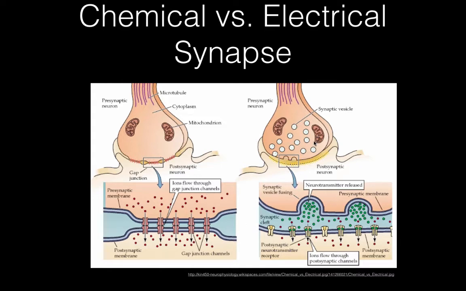In a chemical synapse, there is a space between the two plasma membranes of the two distinct cells. This space is known as the synaptic cleft. In the presynaptic cell, neurotransmitters that are traveling in synaptic vesicles are released, traverse the synaptic cleft, and then bind onto postsynaptic receptors. And remember, these receptors can be ionotropic or metabotropic.